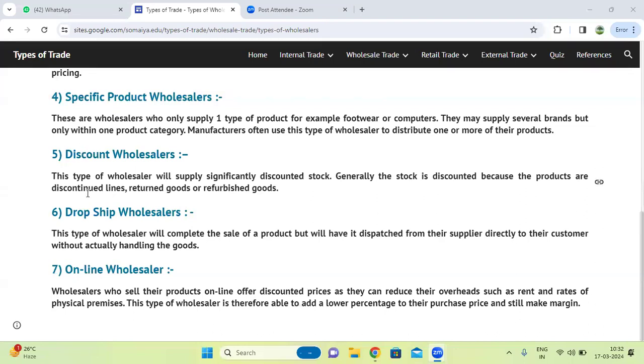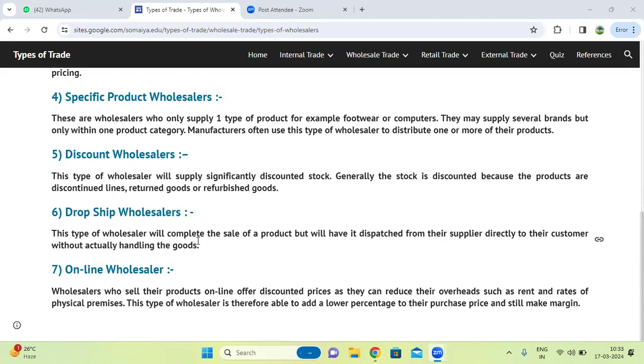Next one, discount wholesalers. This type of wholesaler will supply significantly discounted stock. Generally, stock is discounted because the products are discounted lines, returned goods and refurbished goods also.